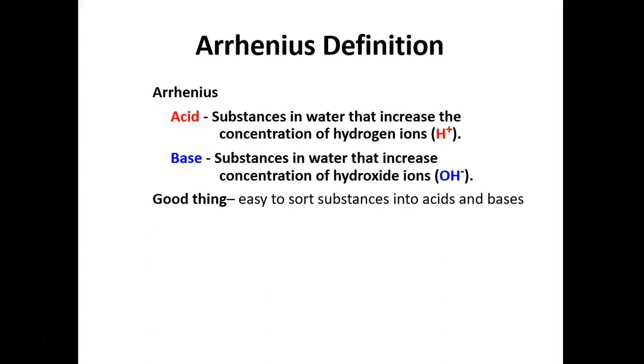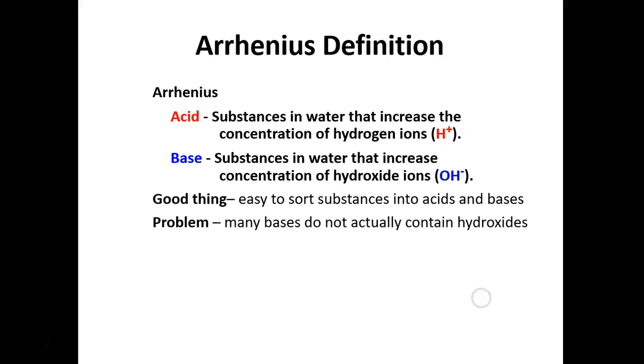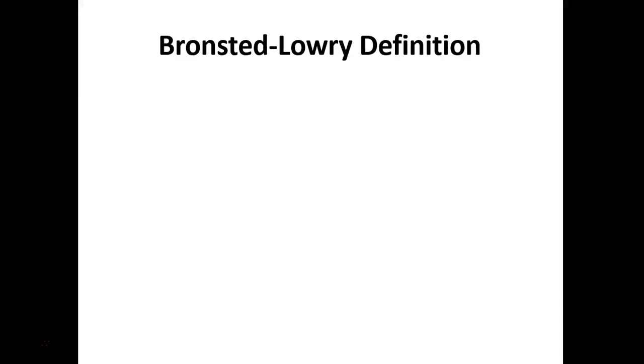Now, a good thing about Arrhenius acids and bases is that it's really easy to sort substances into acids and bases, because we'll see compounds that feature hydrogen ions or hydroxide ions. But the problem with it is that many bases actually don't contain hydroxide ions at all. Ammonia and the carbonate compounds are a great example of that.